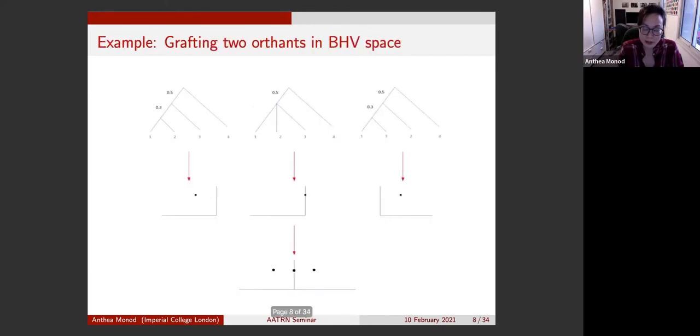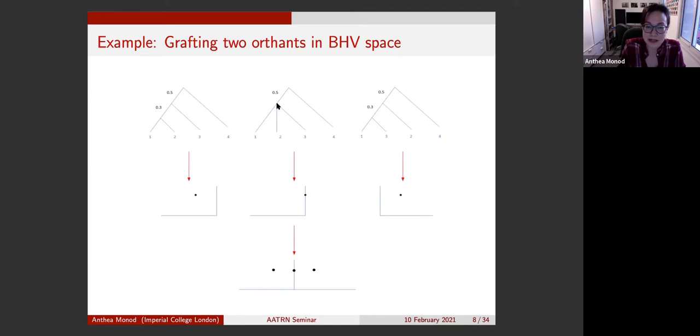Let me show you an example here. Here we have three different tree topologies. On the left is one tree topology with four leaves, so we have two internal edges. We represent this tree by a point in the plane with entries 0.3 and 0.5. Similarly here, but this is a different tree topology from this one because the leaf labeling is different. The shapes of the tree are the same, but instead of 1, 2, 3, 4, we have 1, 3, 2, 4. So this is represented by another point in a different orthant.